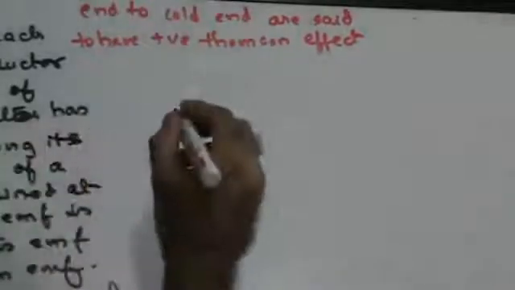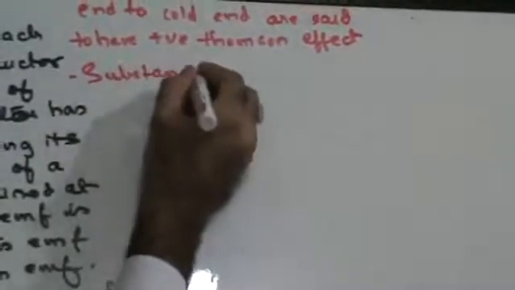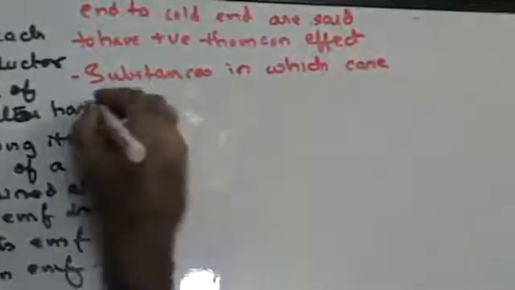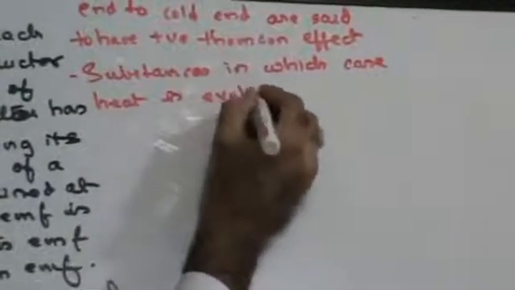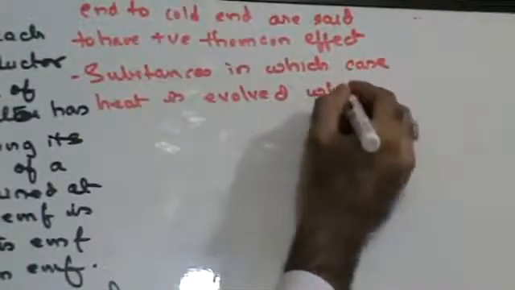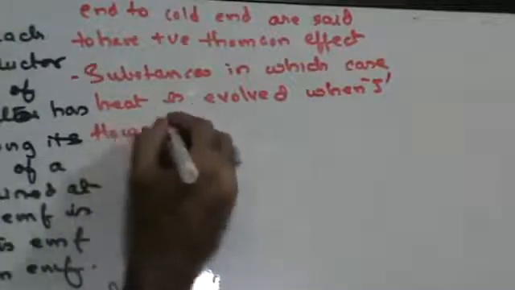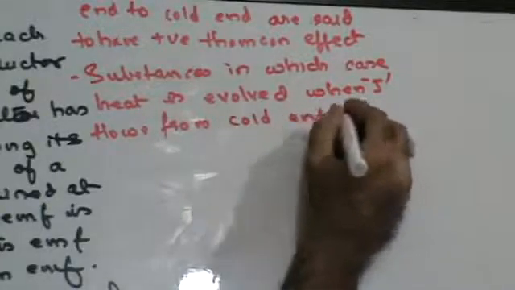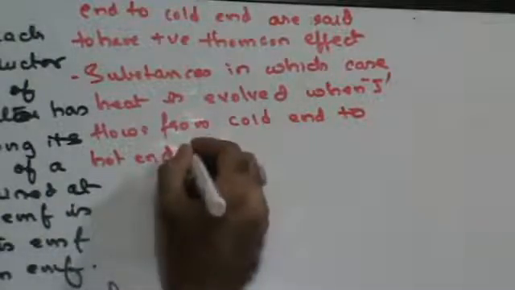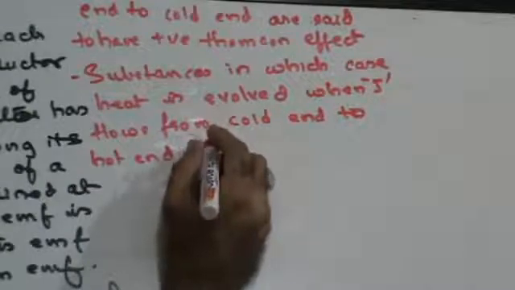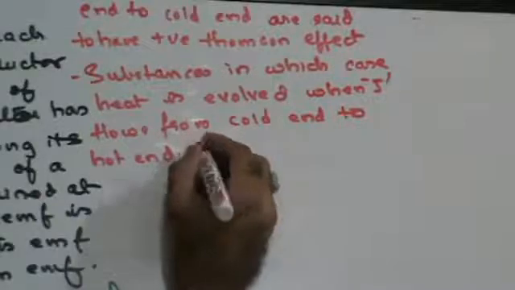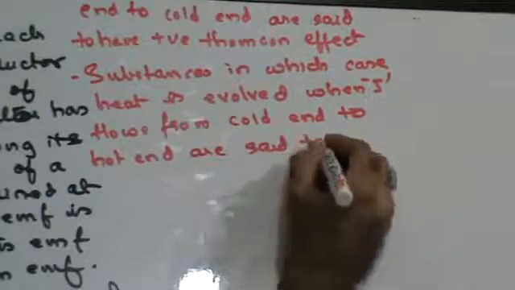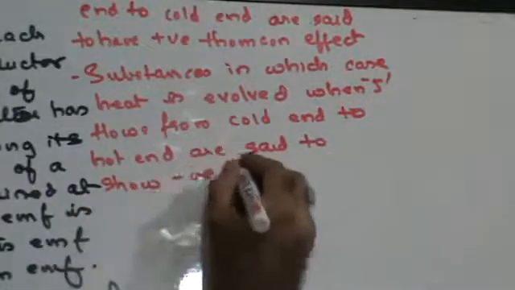Now, there are certain substances in which heat is evolved when current flows from cold end to the hot end. They are said to have negative Thomson coefficient, or are said to show negative Thomson effect.